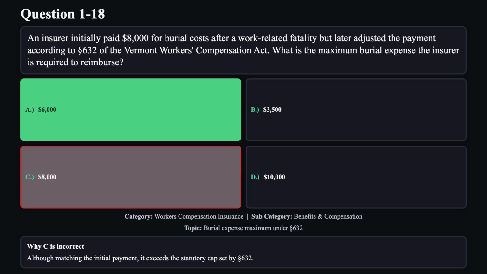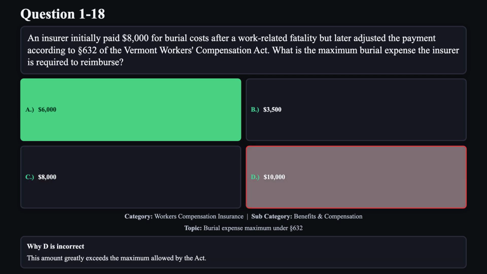Reason C is not correct. Although matching the initial payment, it exceeds the statutory cap set by Section 632. Reason D is not correct. This amount greatly exceeds the maximum allowed by the Act.